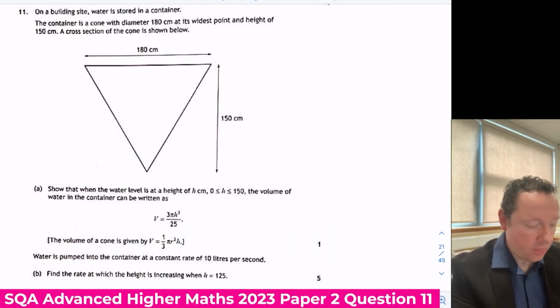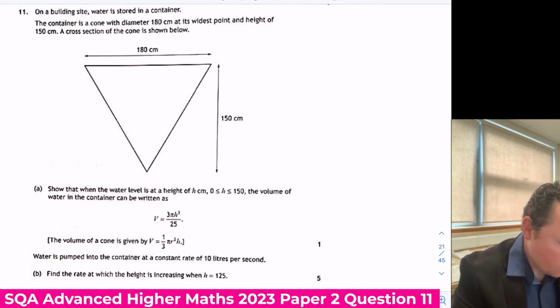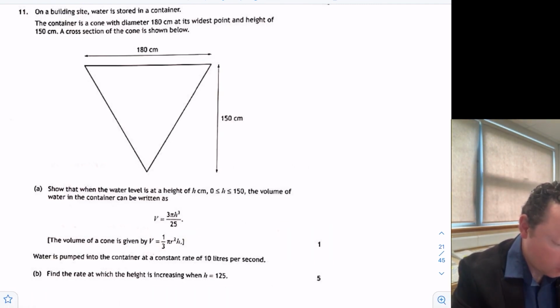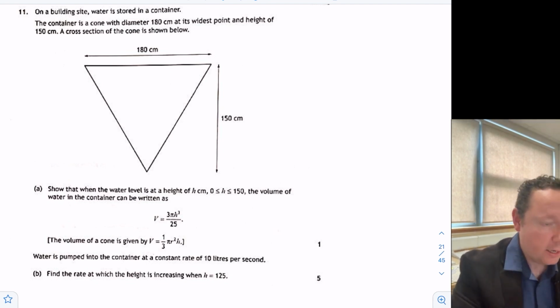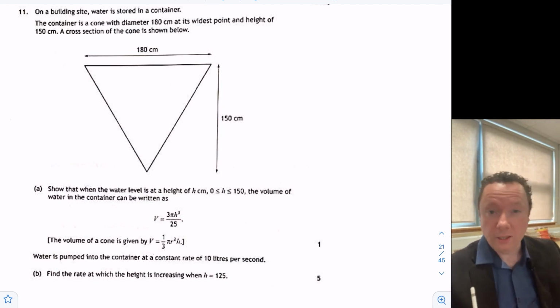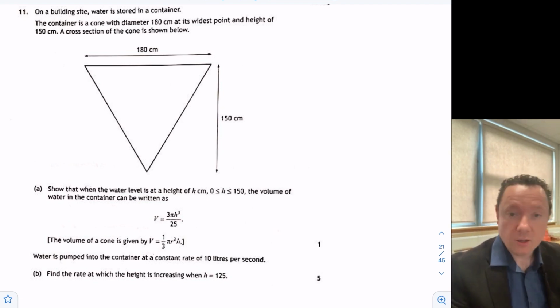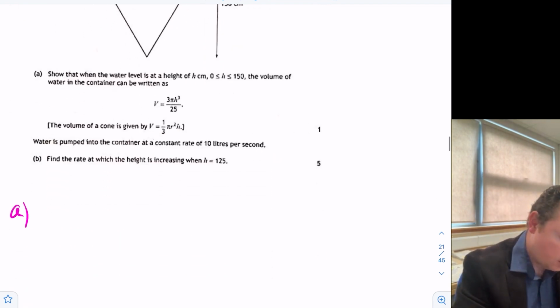Advanced Higher Maths 2023, Paper 2, Question 11. On a bone set, water is stored in a container. The container is a cone with a diameter of 180 at its widest point and a height of 150. The cross section is shown. Show that when the level is at a height of h, the volume can be expressed by 3 pi h cubed over 25. It even tells us the volume of a cone, in case you forgot, which is 1/3 pi r squared h. So let's start from that position.